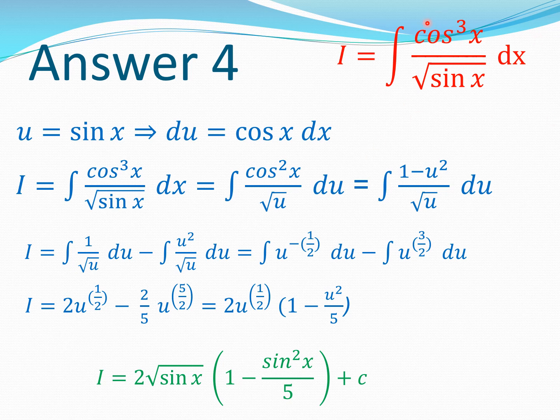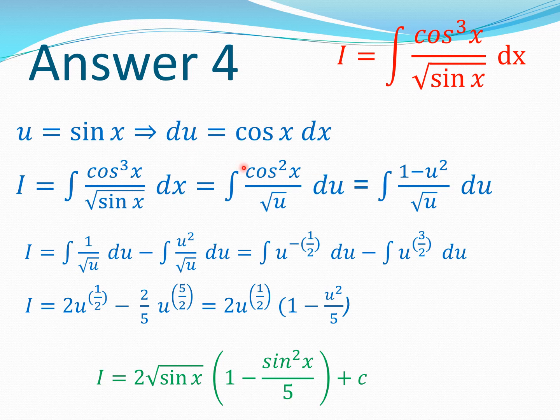Looking at this, since it involves sine in the denominator and cos in the numerator, any substitution of sin x would be useful, because the derivative of that would give you a cos x. So that would hopefully simplify this expression. So we substitute u is sin x. I immediately get du is cos x dx. Then I can simplify this integral: I can write root sin x as root u, and I can write this cos cube x as cos square x into cos x dx, and cos x dx is going to give me du here.